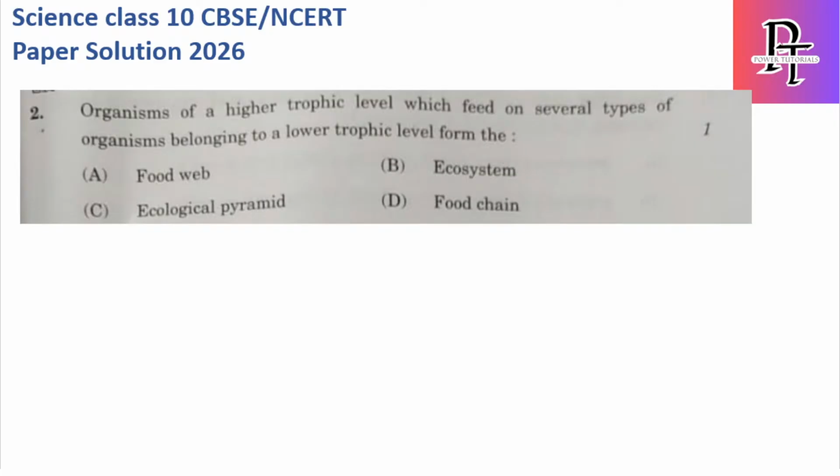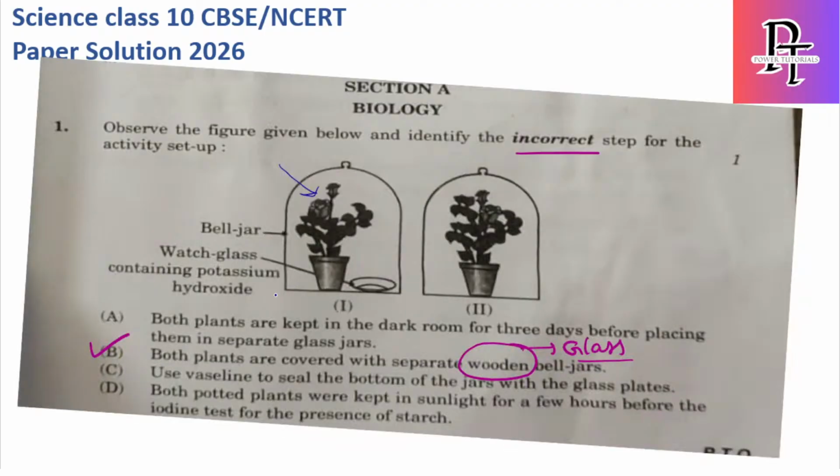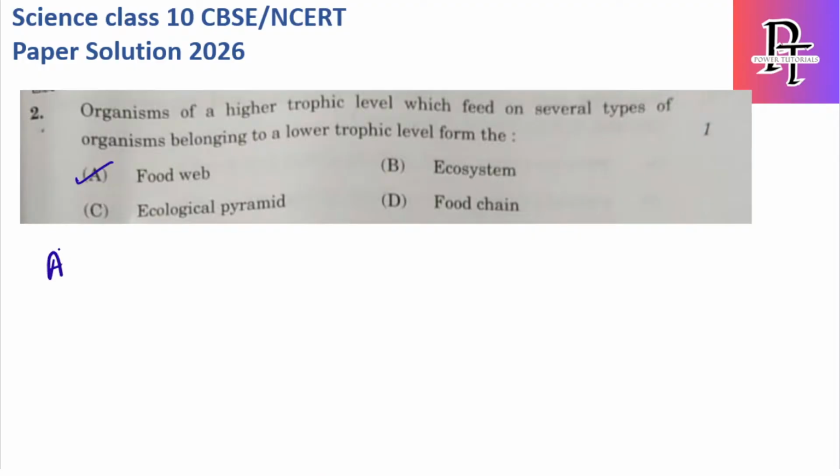Organisms of a higher trophic level which feed on several types of organisms belonging to a lower trophic level form which one? The answer is food web. A is the right answer. Here I'll also mark the answer for the first question, which is B. And for the second question, the answer is A.